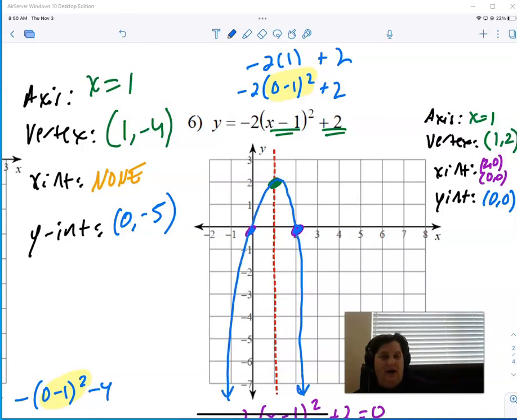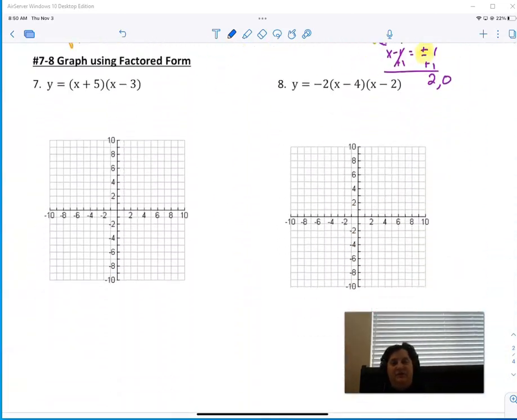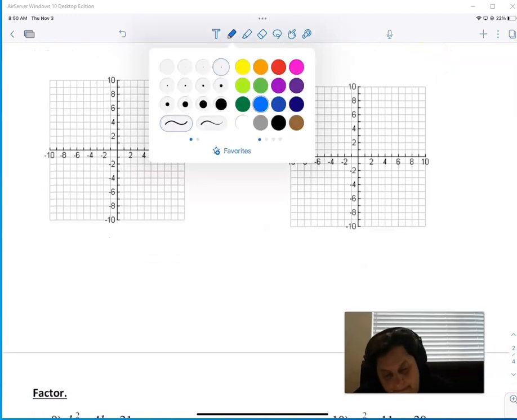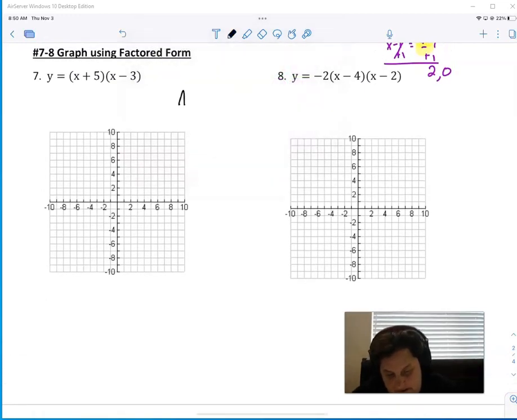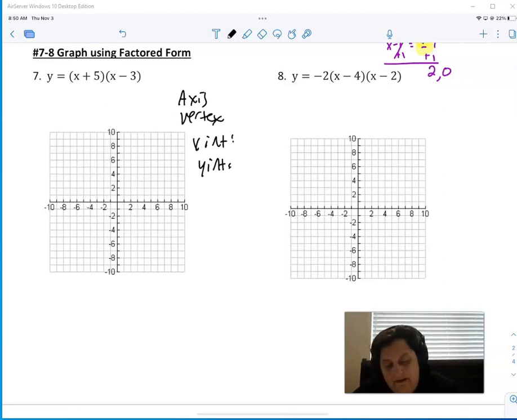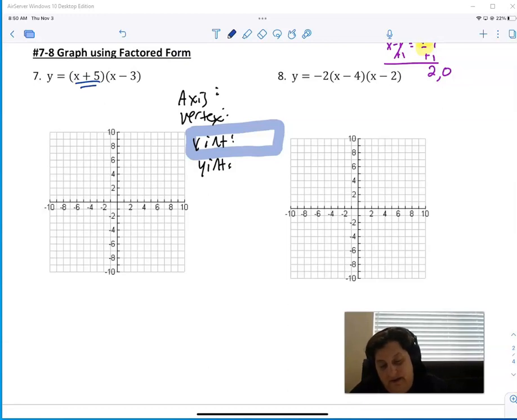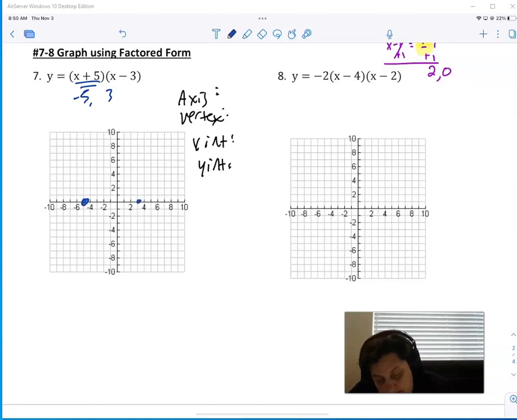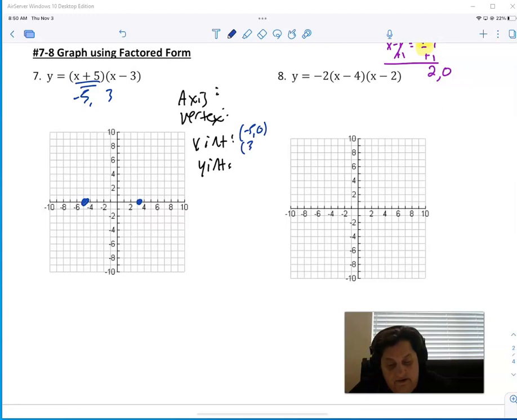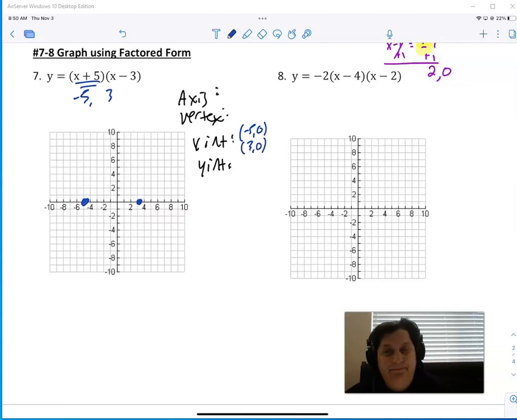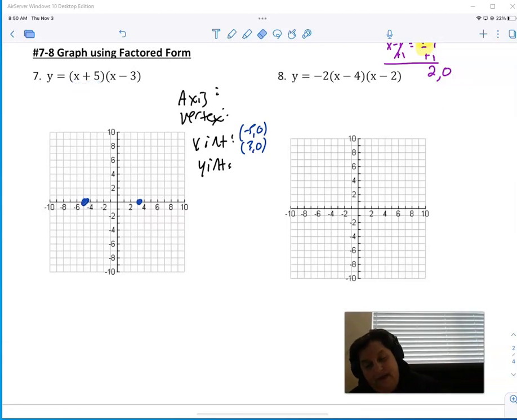Okay? I have one more type of graphing to show you. That's graphing using factored form. I kind of like this one. I think it's like maybe the easiest. The big thing you want to remember is with this one, we are actually starting with x-intercepts, okay? If I come over here, my x-intercepts are negative 5, positive 3. I can write that as negative 5, 0, 3, 0. Okay? That's my solution.